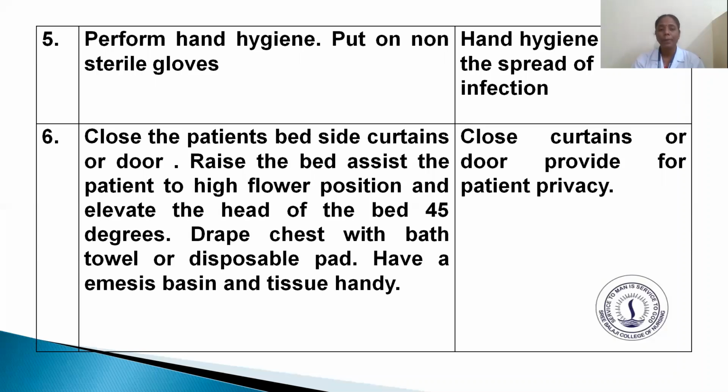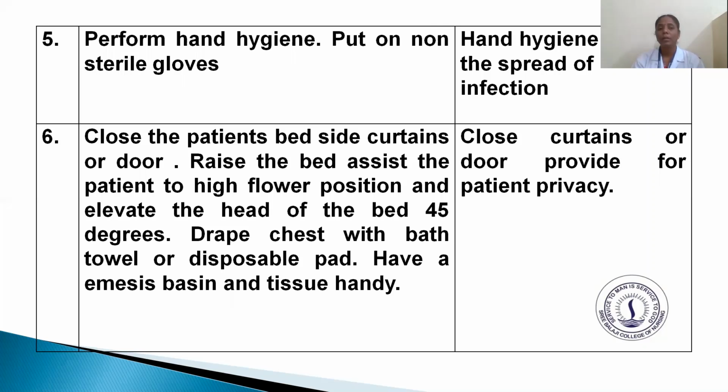And sixth one: close the patient's bedside curtains or door. Raise the bed, assist the patient to a high Fowler's position, and elevate the head of the bed 45 degrees. Cover the chest with bath towels or a disposable pad. Have an emesis basin and tissue handy. Raise the patient in a high Fowler's position at a 45-degree angle. Cover the chest with the towel. Closing the curtains or door provides patient privacy.